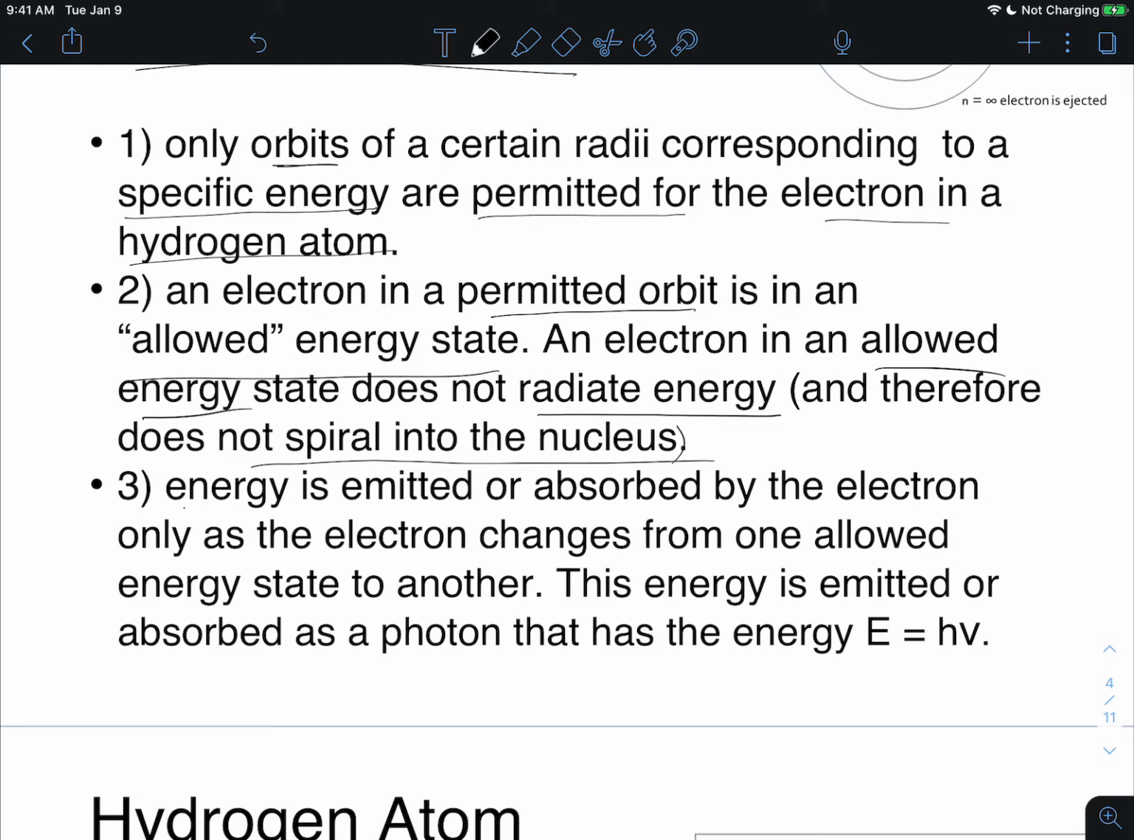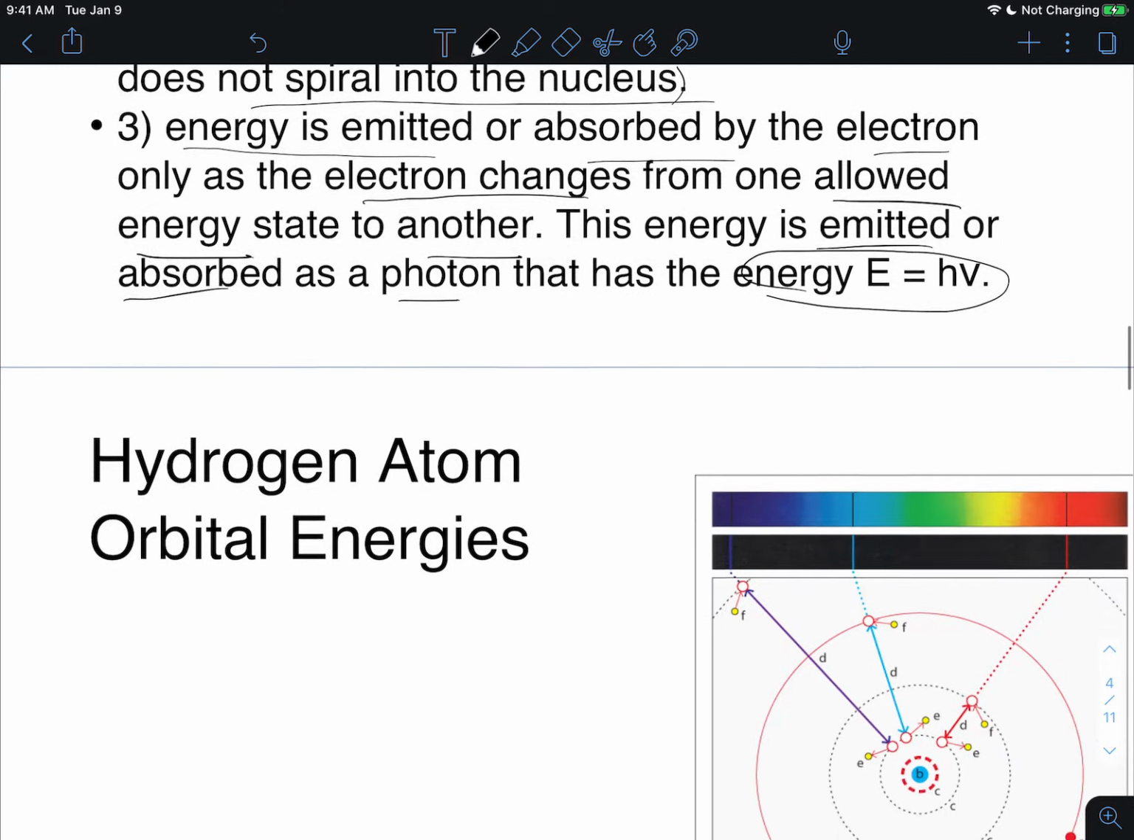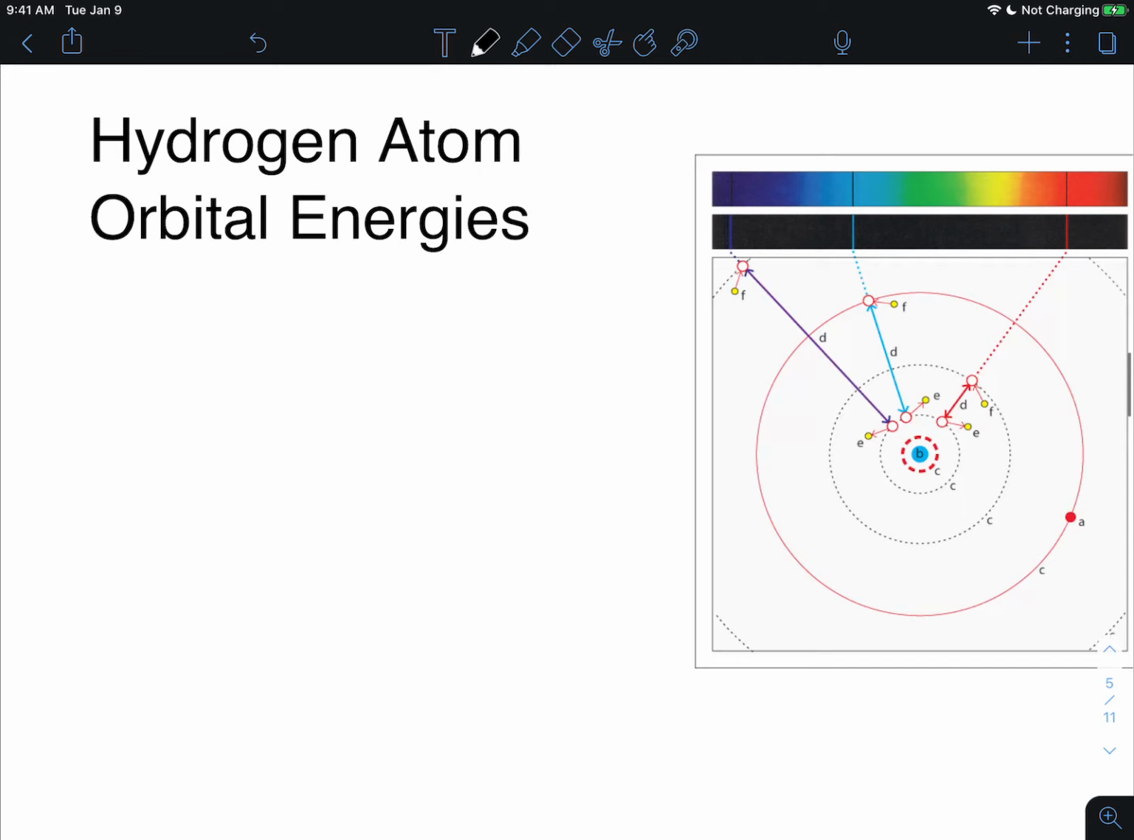And then when energy is emitted or absorbed by an electron, it only does so if it can change the electron from one allowed energy state to another. And it is going to be emitted or absorbed as a photon with this energy, E equals Planck's constant times frequency. And he got this from the line spectra. So the line spectra was kind of the starting block for his hydrogen atom theory.